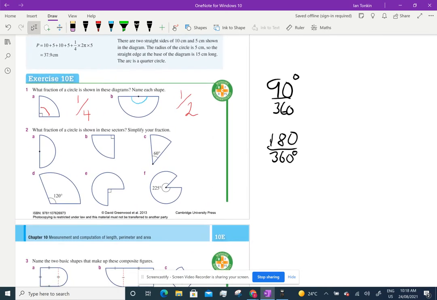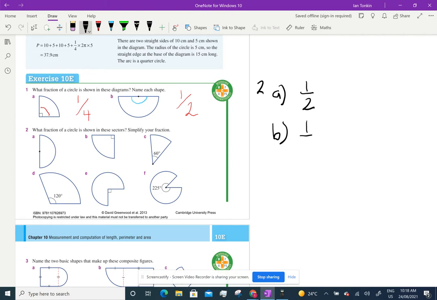When we get to question 2, we're going to be using our calculator for the ones that we can't work out in our head. So 2a, well, we already know that's a half. That's a half a circle. 2b, it's the same as the one above, it's a quarter.